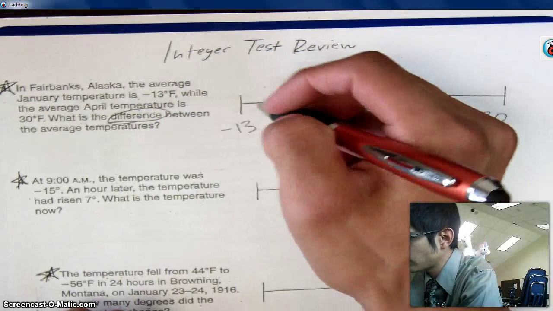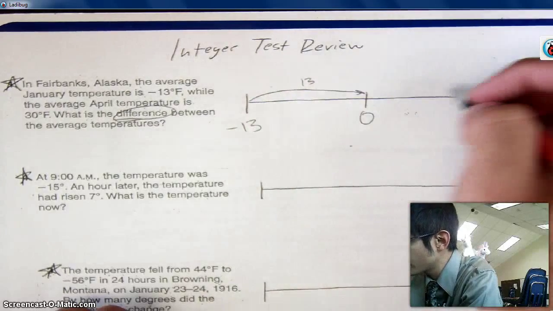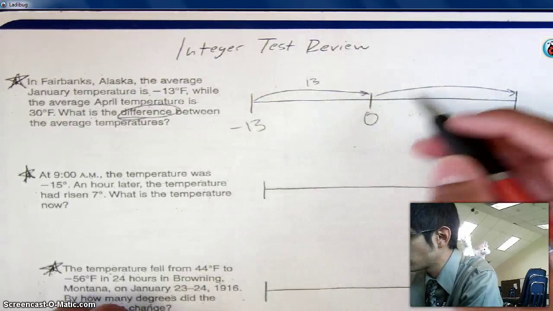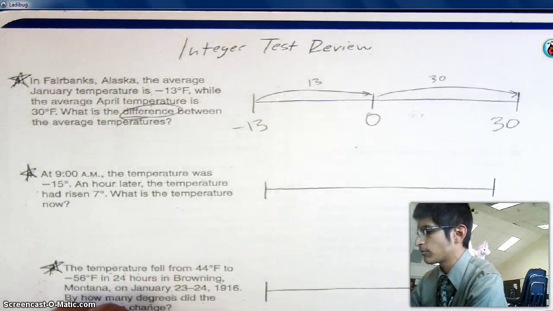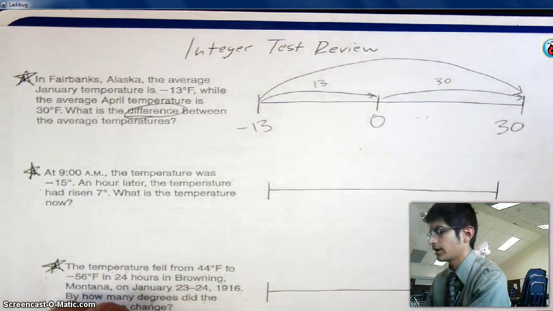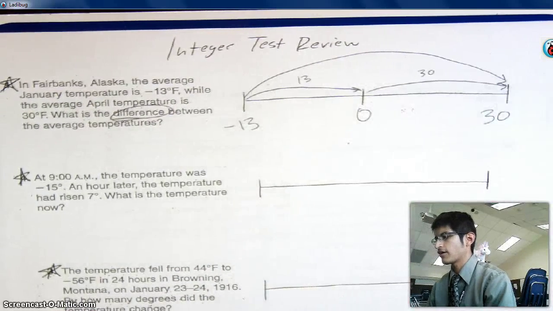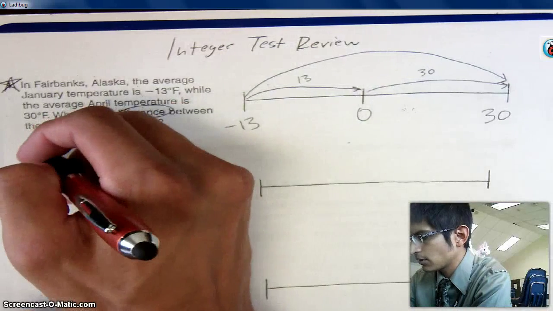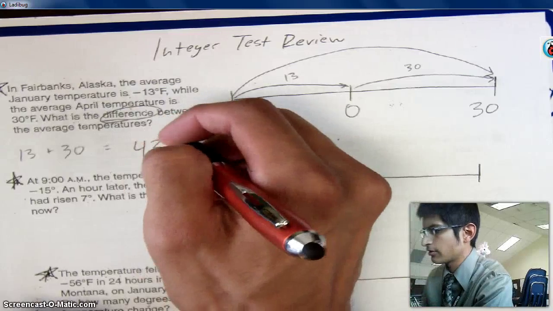So we talked about this in class. Negative 13 is going to be 13 units away from 0, and 30 is going to be 30 units away from 0. So altogether, how far are these two numbers away from each other? So I'm asking myself, what is the total distance away? I'd actually want to add 13 and 30 to see how far they are away. And so 13 plus 30 is going to be 43. So the difference is 43 degrees.